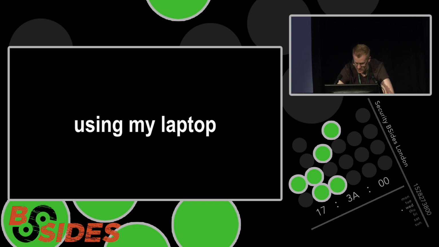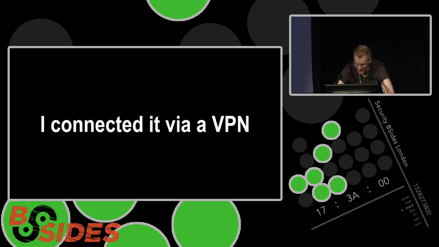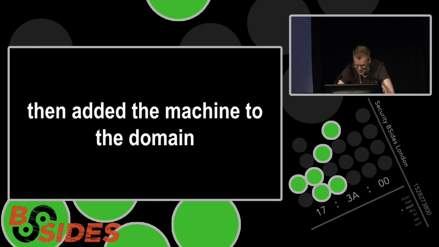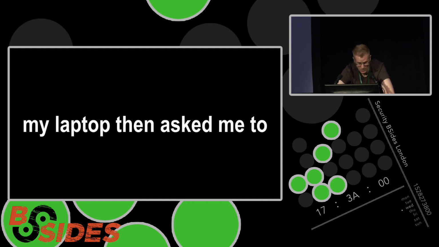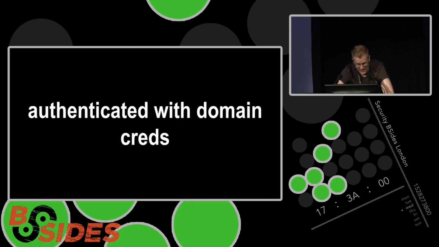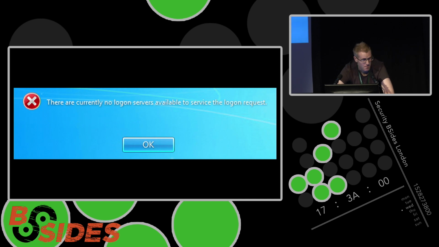So I tried. Using my laptop, I connected to a VPN. I pinged the DC. It worked. I was thinking, this is good. I then added the machine to the domain. My laptop then asked me to reboot. When you first add a machine to a domain, you have to reboot it. A lot of you will know this here, not everyone will. Looked promising, so I rebooted. And then I authenticated with the domain creds, and I got that. Now, if anyone can't see that, there are currently no logon servers.